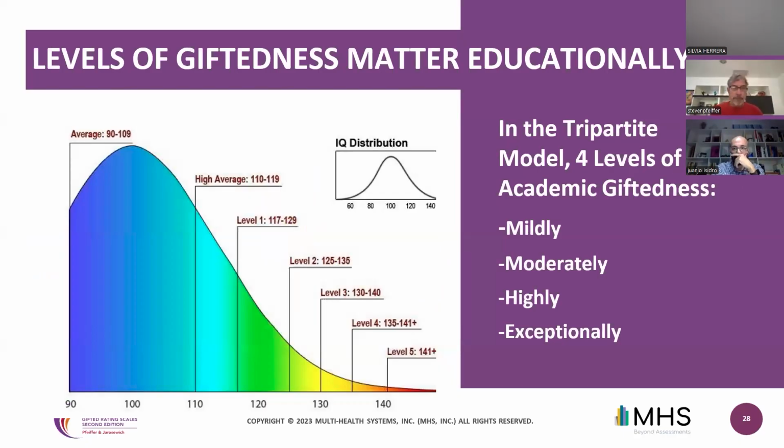Next slide. And this slide essentially brings what I've been talking about together. In the tripartite model, there are four levels of giftedness: mild, moderate, high, and exceptional, across three different types of giftedness. Okay, and you can see here we have the cutoffs. So in the high, you might have an IQ of 110 to 119. But at level 2, it might be 125 to 135. So this gives you, if you're doing gifted screening, an opportunity to view kids from three different perspectives and four different levels of giftedness. You have more flexibility in screening and finding kids who are gifted. Okay, next slide.